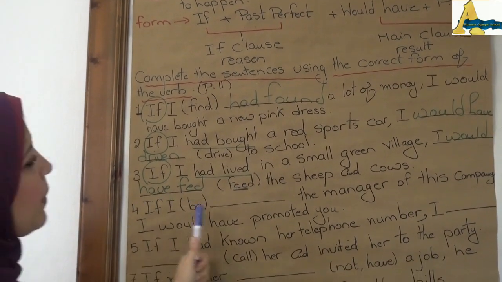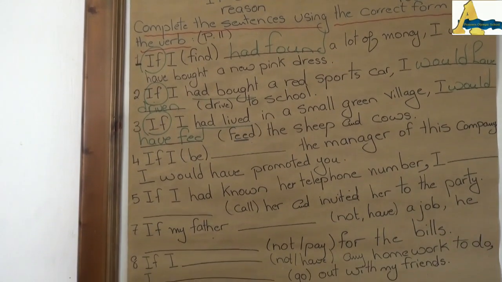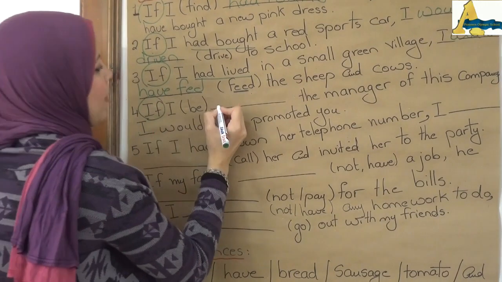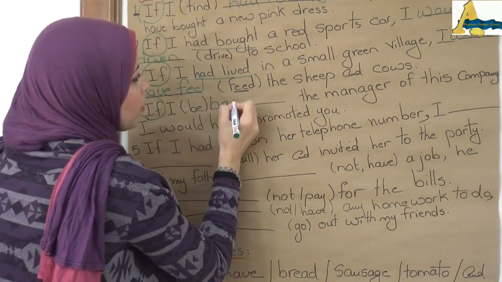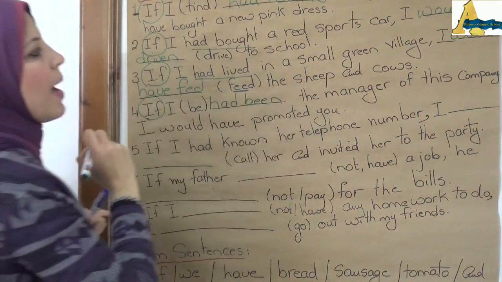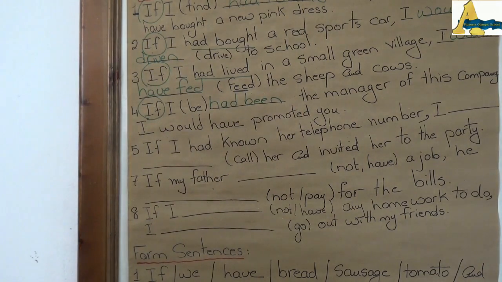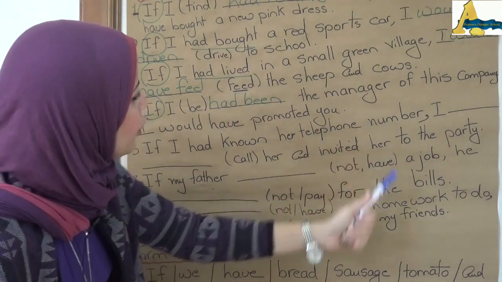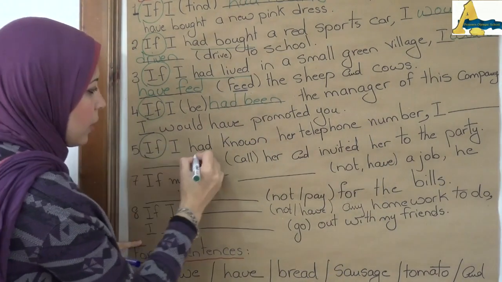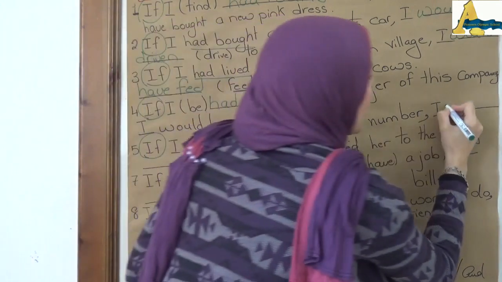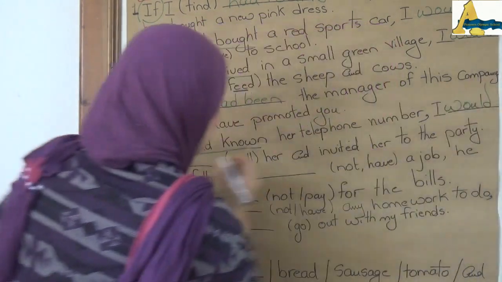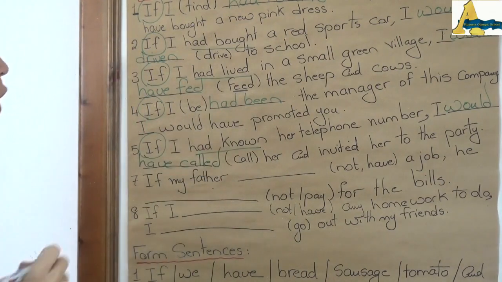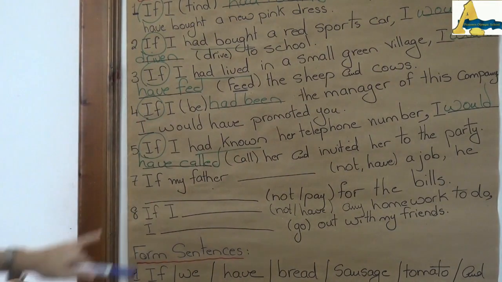4. If I had been the manager of this company, I would have promoted you. Here, a past perfect: if I had been the manager of this company, I would have promoted you. 5. If I had known her telephone number, I would have called her and invited her to the party.